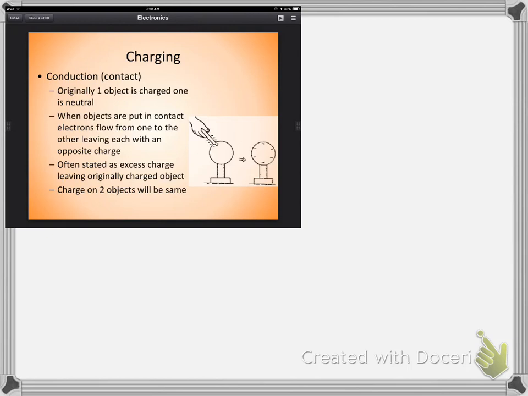Conduction, radiation. That's it. That covers it.